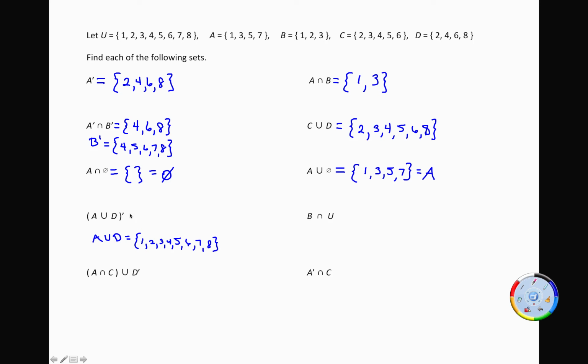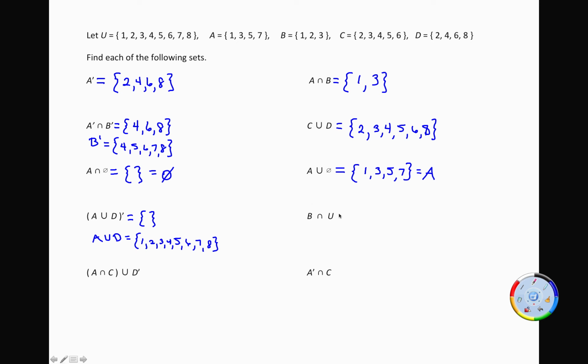So if I want the complement of that, that means I want the elements that are in the universal set but not in A or D. Well, all of the elements in the universal set are in A or D, so this would be the empty set. There are no elements in the universal set that are not listed right here in A or D.